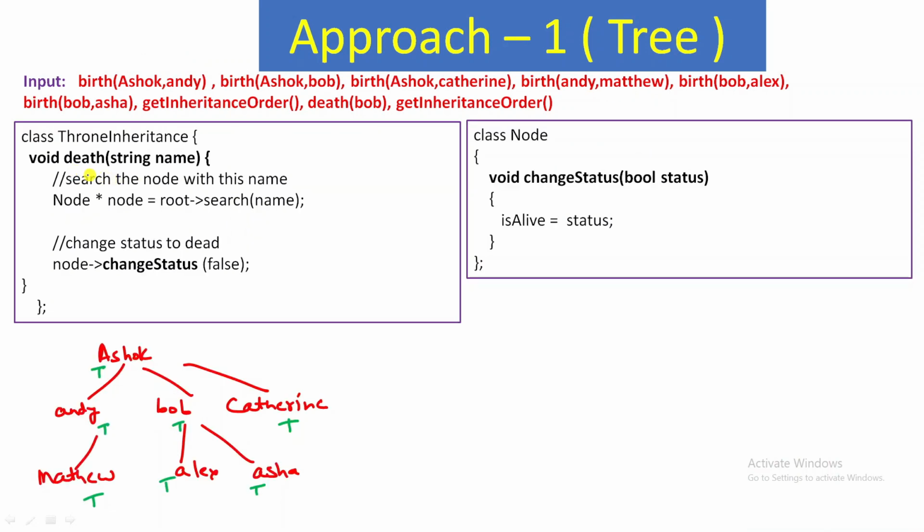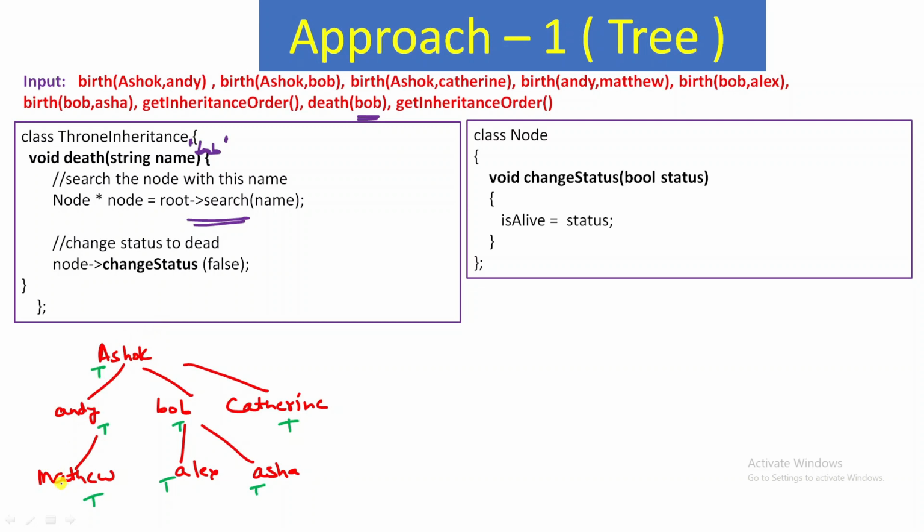Now how we can implement the death API? Whenever we are calling the death API, we are giving the name of the person who is going to die. So Bob, let's say, is passed. We have to set the status of Bob as false. False means that person has died. Currently everything is true in each of the nodes as the current status. So first I will be searching for the node having the name Bob. This is a typical search.